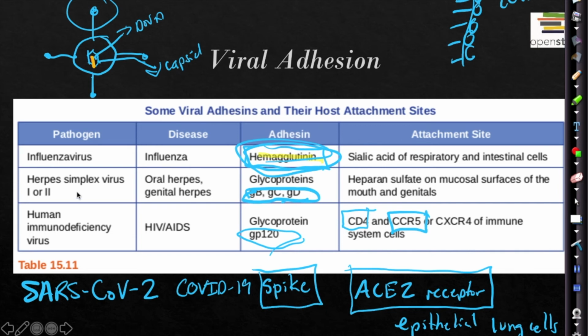So this just tells you herpes simplex virus has glycoproteins that stick on the mucosal membranes of the mouth and genitals. HIV has GP120, which you should already know from when we went over viruses, and that attaches to CD4. SARS-CoV-2, which causes COVID-19, its spike attaches to the ACE2 receptor in the epithelial lung cells. And yes, you need to know that for the exam.